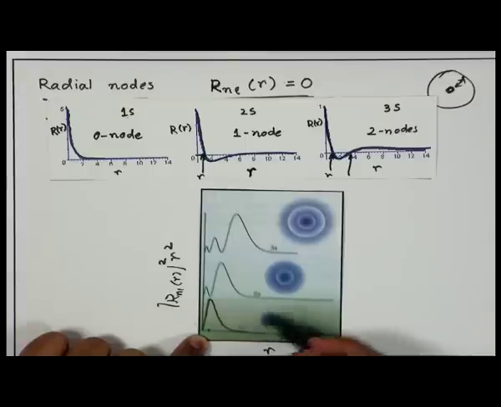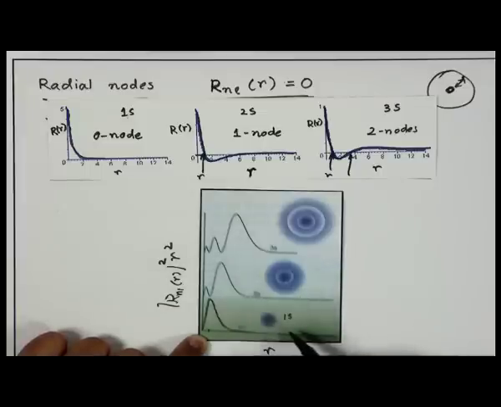If I show that in a different way, this is how I am showing. This is the electron distribution when the electron is in the 1s orbital. You can see it is spherically distributed. So, it is a sphere with a certain value of r.